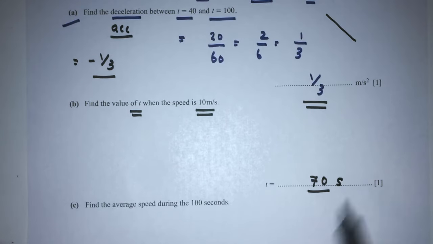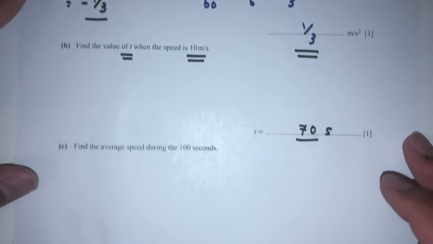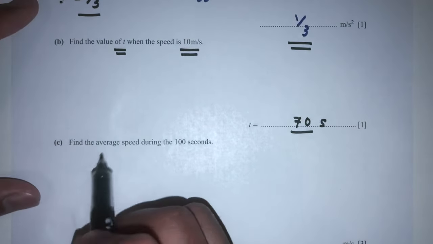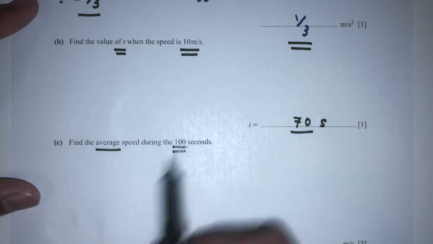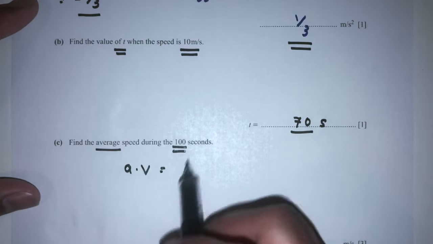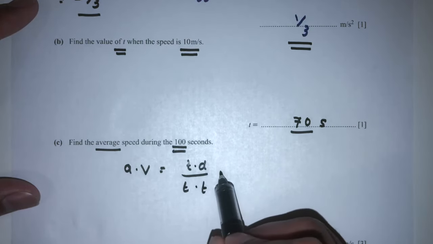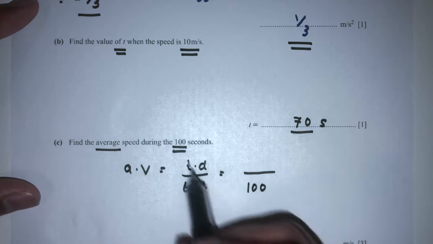Okay, that will be one way of finding this. There are many other ways, of course. You can always try to use the other methods. Now for part C, find the average speed during this time. By definition, average speed is equal to total distance over total time taken. The time is obviously 100. But what is the distance?